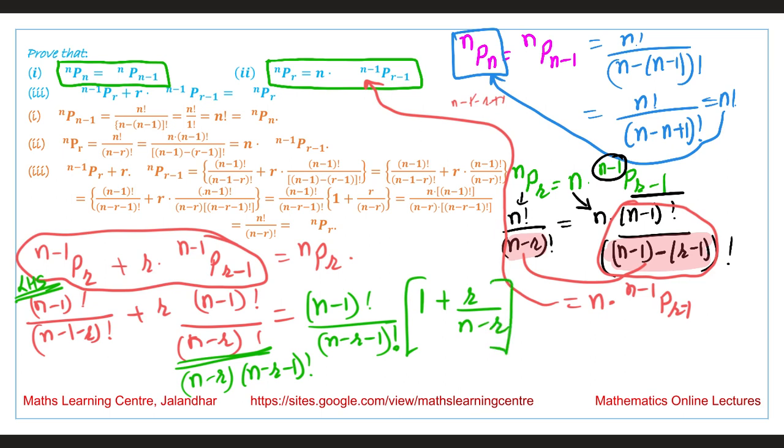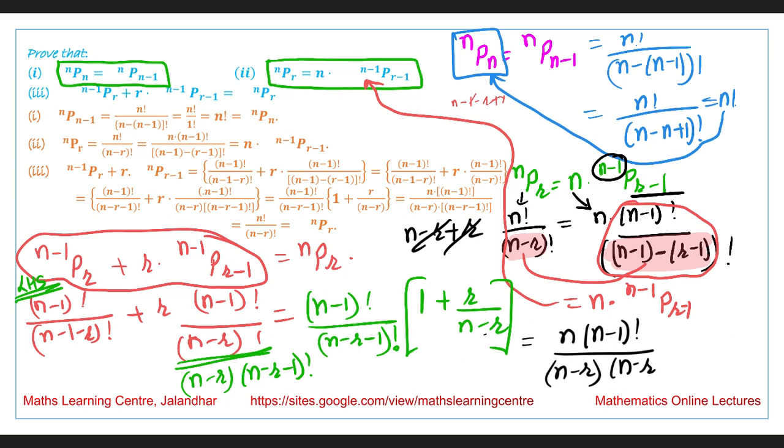Now what is the value of r over n minus r? It is n minus r plus r. These two get cancelled. So we are getting n into n minus 1 factorial divided by n minus r into n minus r minus 1 factorial. There is no bracket over here, it is n minus r minus 1. This is equal to n factorial over n minus r factorial.